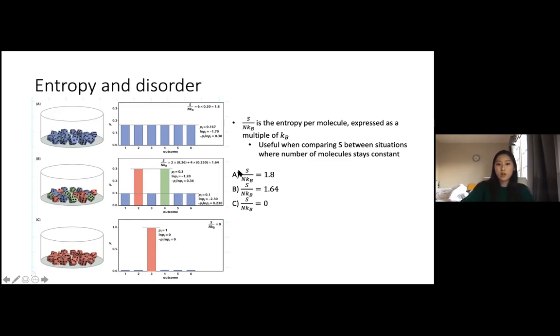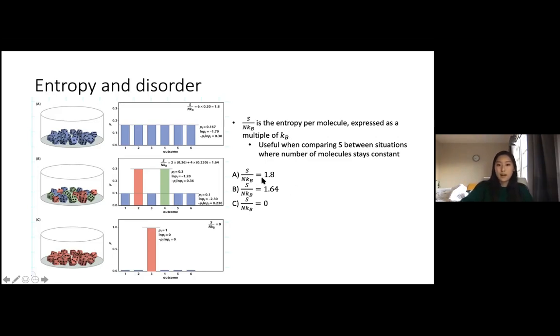This is also reflected if you do the math for the entropy per molecule. So S over NkB is basically an entropy measure. It's actually the entropy per molecule expressed as a multiple of Boltzmann's constant. And this calculation is useful when you're comparing entropy between situations where the number of your molecules stays constant. So you're dealing with numbers that are more workable and easier to think about rather than a really small number, which is what you would get if you multiplied by Boltzmann's constant.